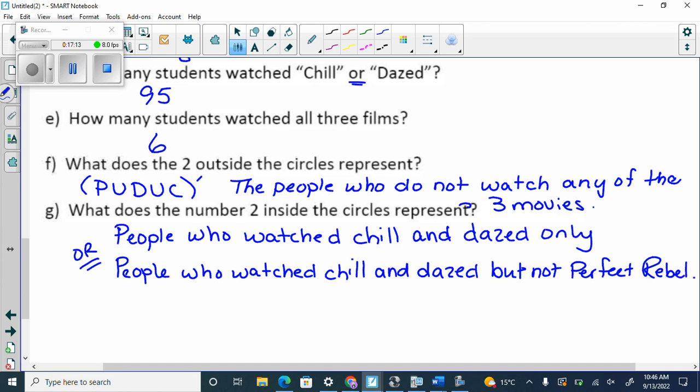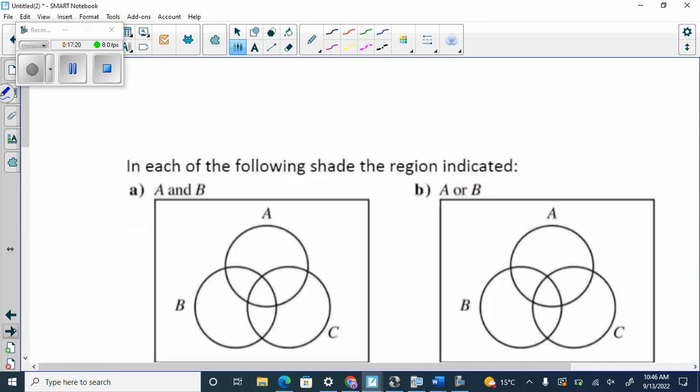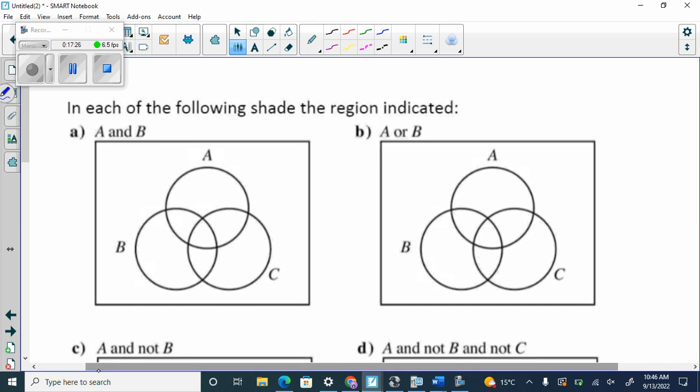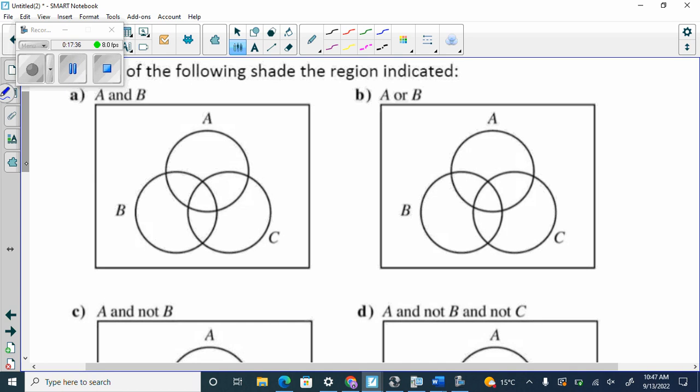Okay, next page. So that was the 3 circle filled in. Now we're going to shade some regions. Then we're going to learn how to fill in a 3 circle there, right? So here it says, in each of the following, shade the region indicated. I want you guys to try and shade these. I would probably, if I were you, shade in a pencil first, just to make sure you're getting it right. So do A, B, C, or D.